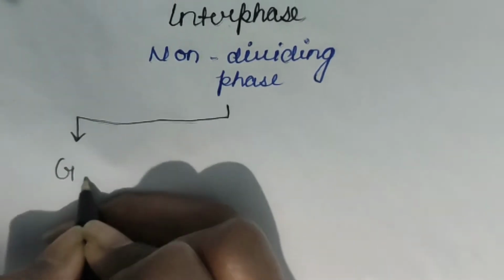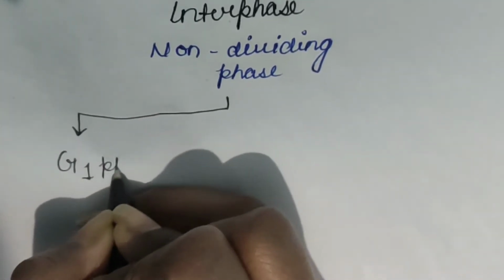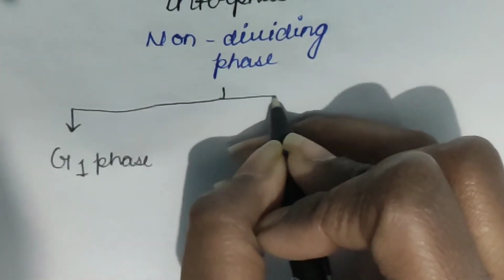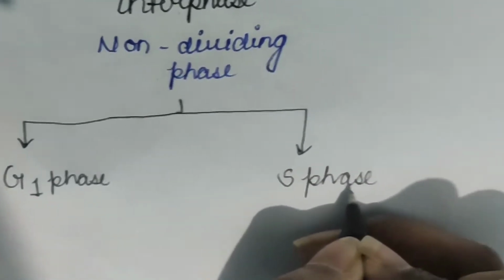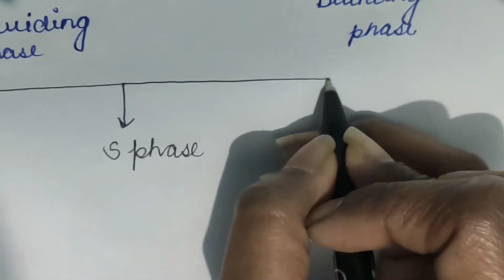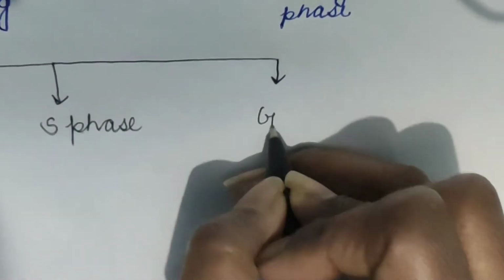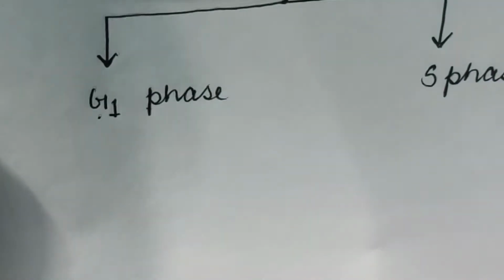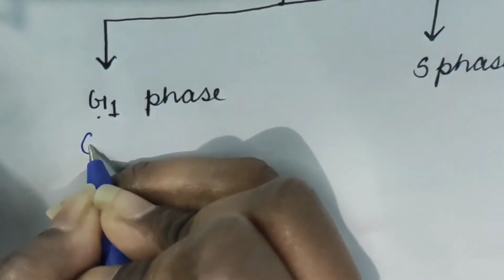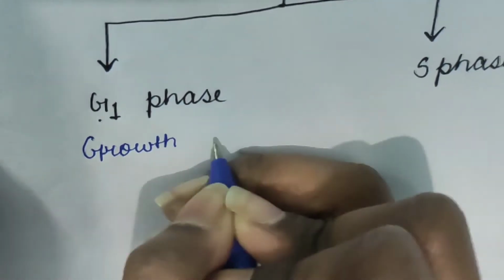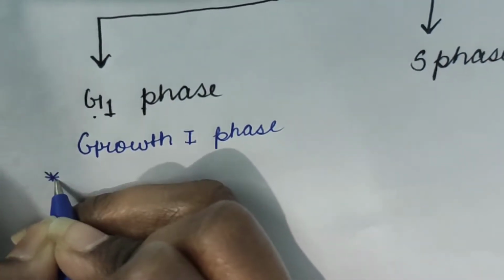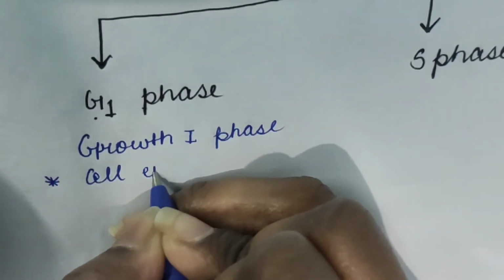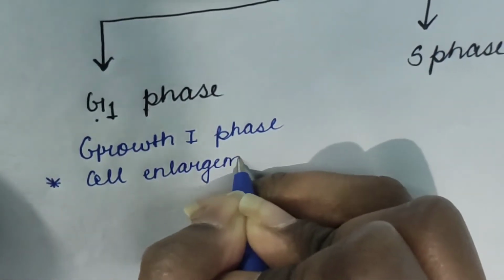The first one is called the G1 phase, another one is called the S phase, and the third one is called the G2 phase. The G1 phase is also known as the growth 1 phase, or the growth first phase. The main characteristic of this phase is that cell enlargement takes place, meaning the cell is going to be enlarged in size.